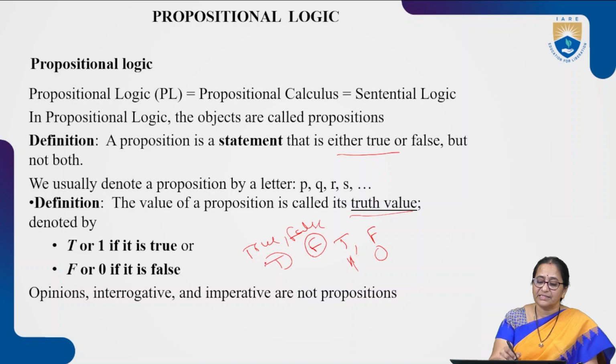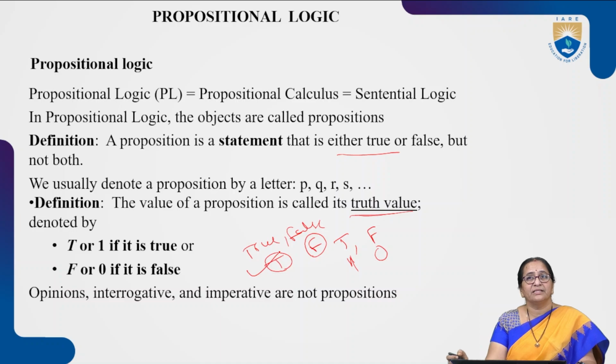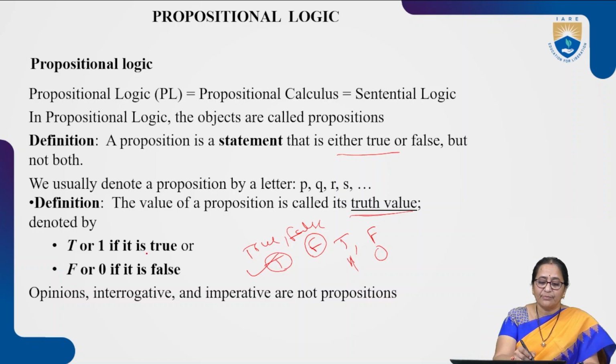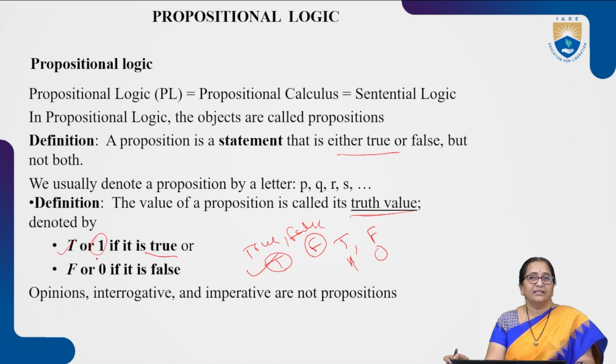Whatever the representation, whether it is a true value or a false value, the value we represent in the proposition is called the truth value. Here we denote truth value T, which means its value is true. For example, today is Monday. That is a true statement, so we represent it with T or 1. A false statement we represent with F or 0.